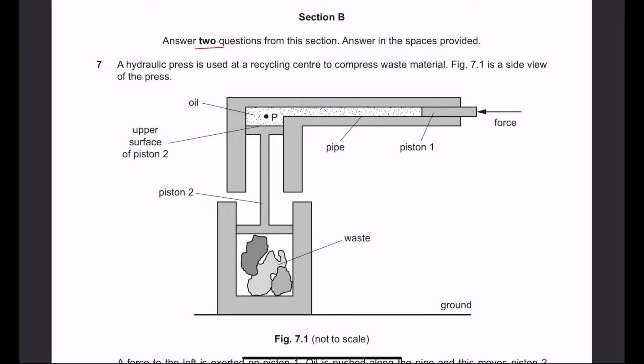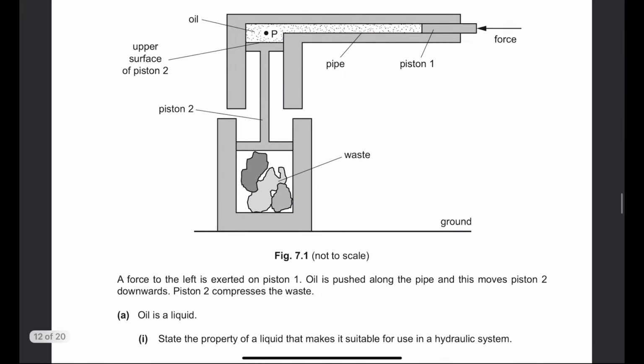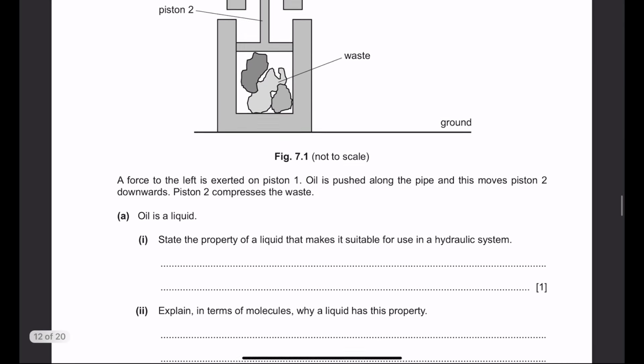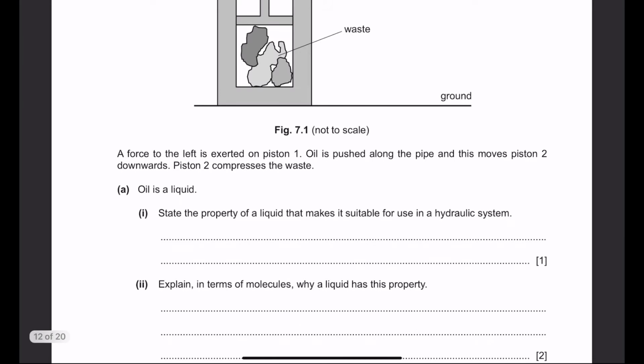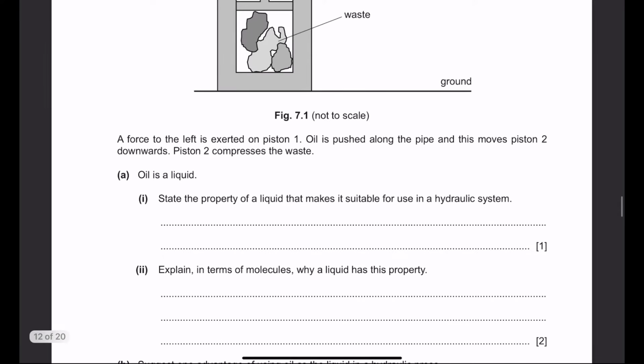Now even though the force here is very small, still a large force is being exerted on the waste. So how does that happen? This is what the question is about. Now when force 1 is exerted on piston 1, the oil is pushed along the pipe and piston 2 moves downwards, and piston 2 compresses the waste. Oil is a liquid. State the property of the liquid that makes it suitable for use in a hydraulic system.